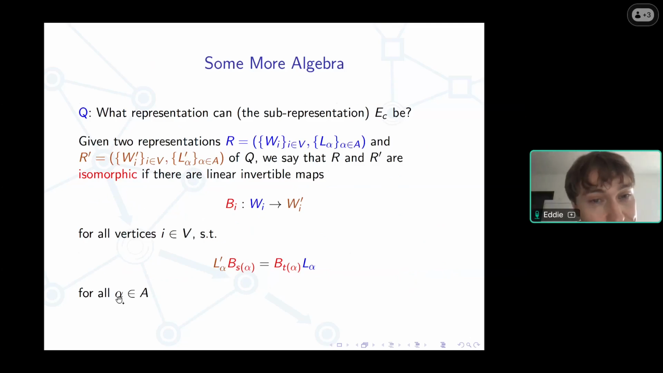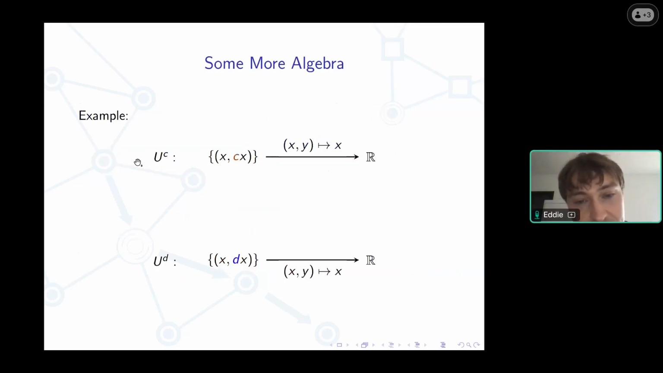So here's an example. Recall that we had these representations, these sub-representations for any C and every D. And then this is just the map.